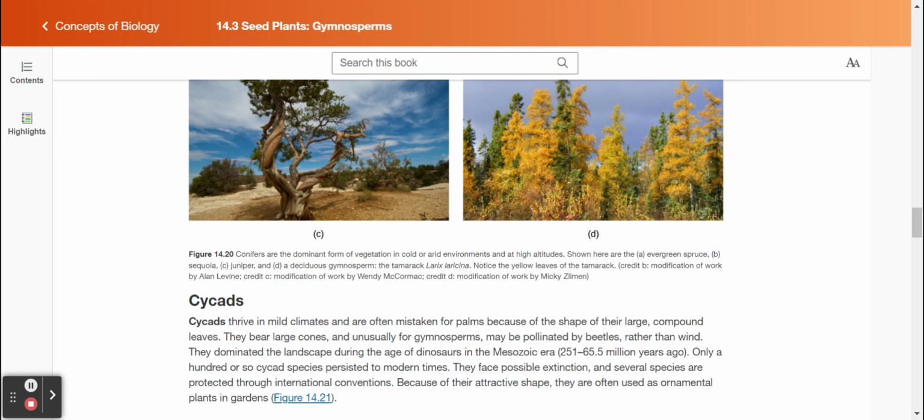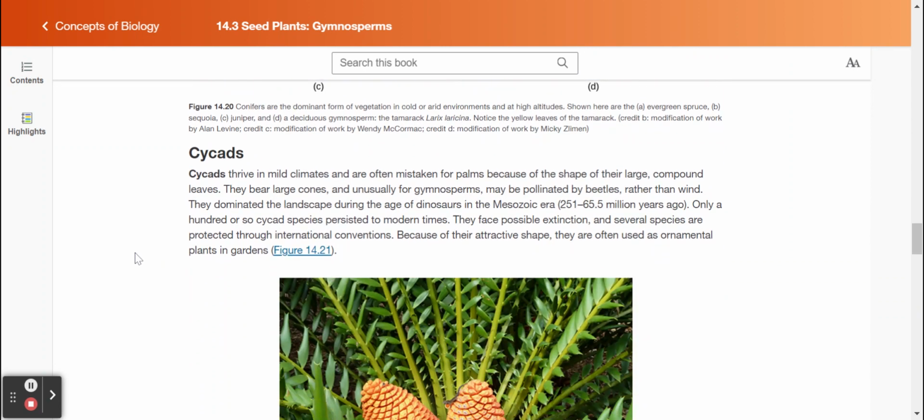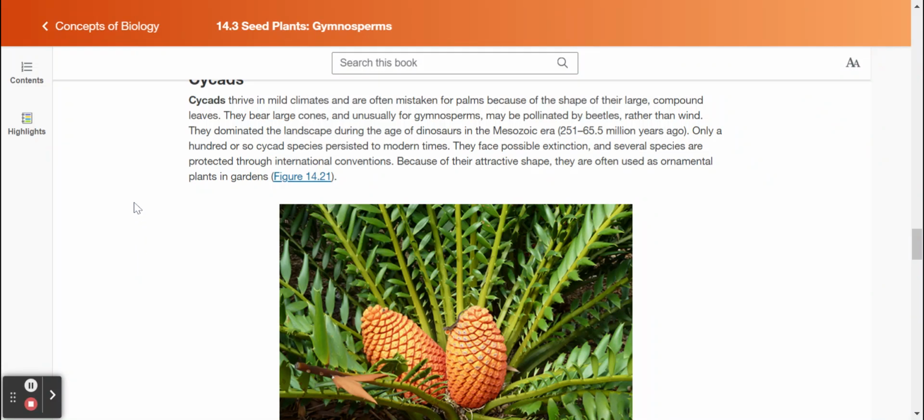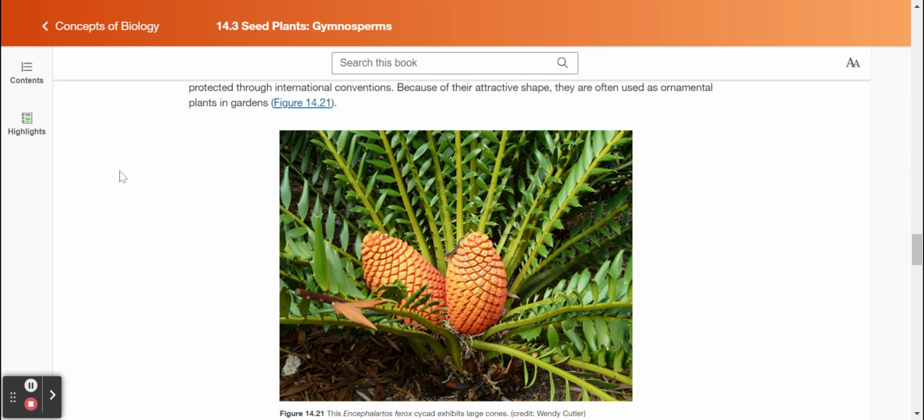Cycads thrive in mild climates and are often mistaken for palms because of the shape of their large compound leaves. They bear large cones and, unusually for gymnosperms, may be pollinated by beetles rather than wind. They dominated the landscape during the age of the dinosaurs in the Mesozoic era, 251 to 65.5 million years ago. Only 100 or so cycad species persisted to modern times. They face possible extinction, and several species are protected through international conventions. Because of their attractive shape, they are often used as ornamental plants in gardens.